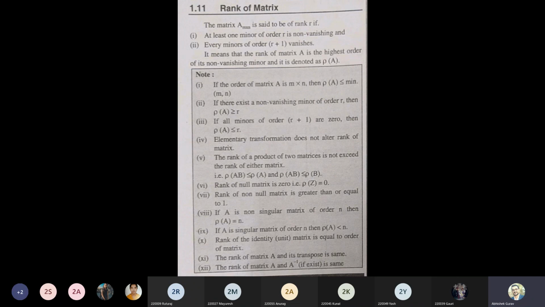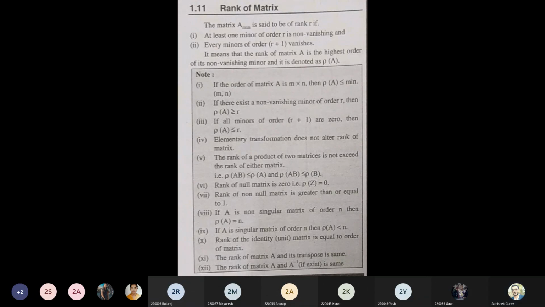Okay, after that, elementary transformation doesn't alter the rank of the matrix. When we apply an elementary transformation, we know that it does not alter the rank. Whenever we apply that operation, it does not change the rank of the matrix. The rank of the matrix remains as it is. There is no change when we apply the row operations and the column operations.